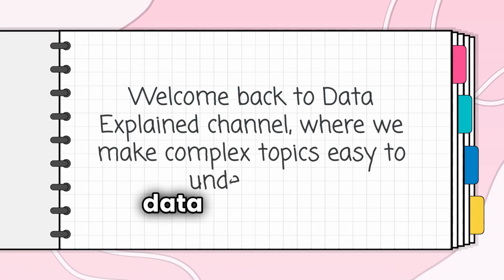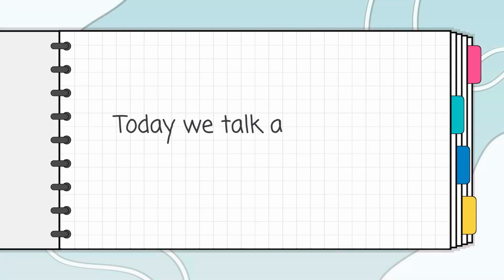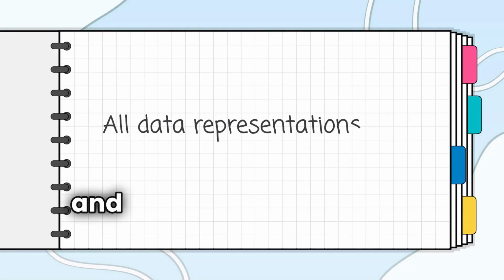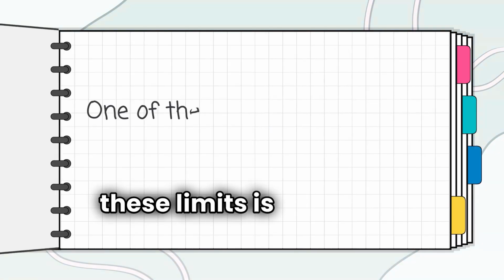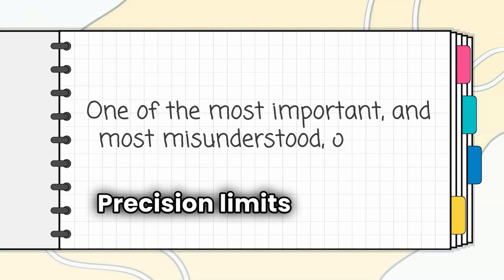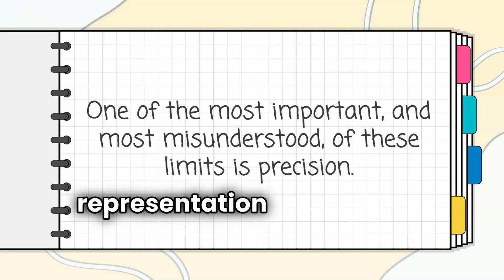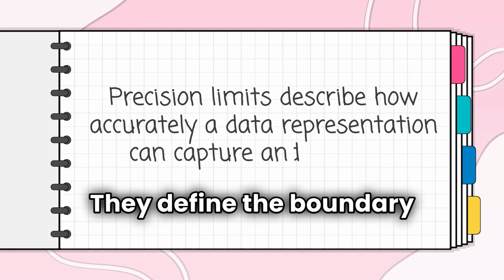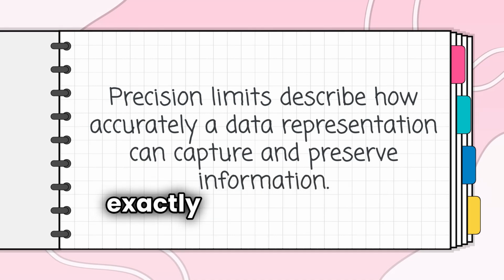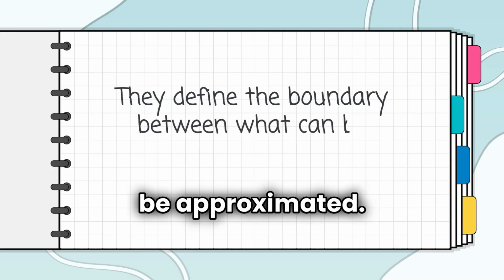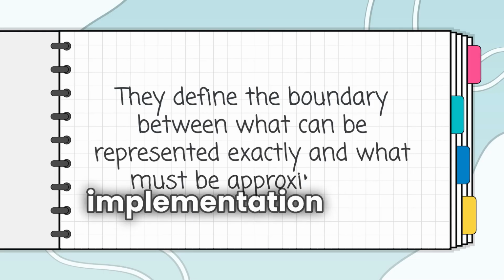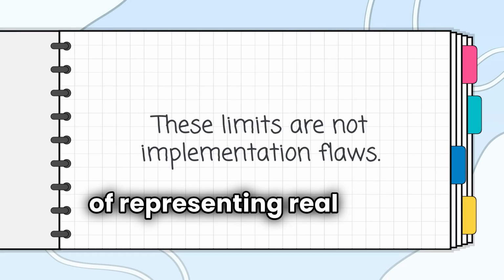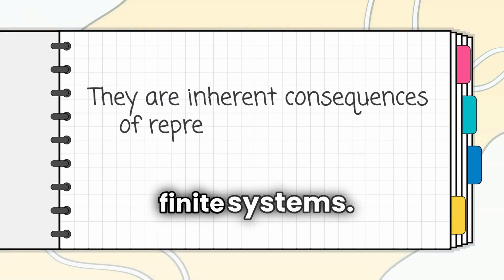Today, we talk about data boundaries, precision limits. All data representations have limits. One of the most important and most misunderstood of these limits is precision. Precision limits describe how accurately a data representation can capture and preserve information. They define the boundary between what can be represented exactly and what must be approximated. These limits are not implementation flaws. They are inherent consequences of representing real-world information using finite systems.